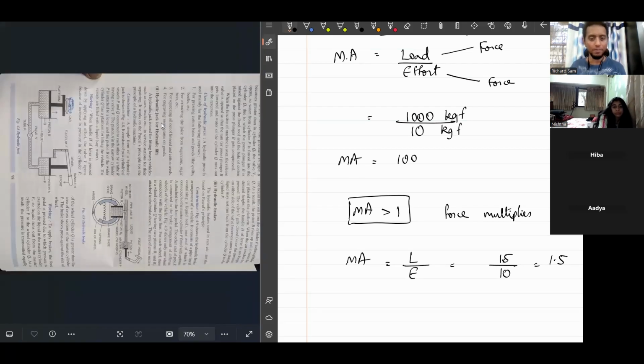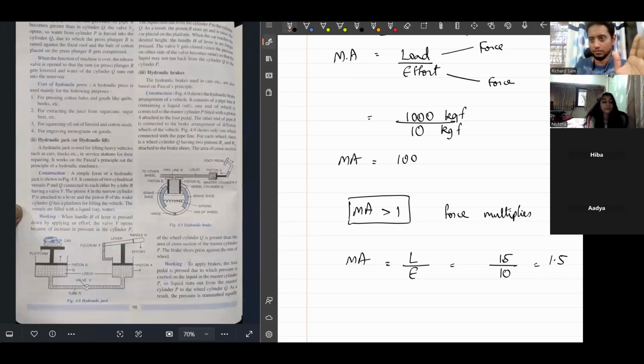All right. So the A part of the chapter is over. Next time we can see the B part of the chapter.